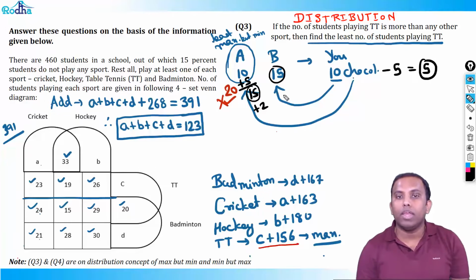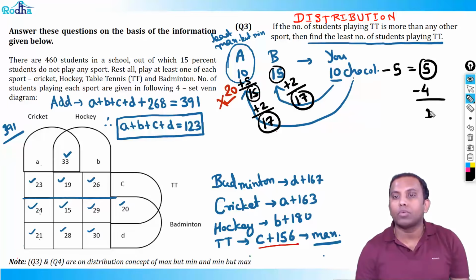So I'll give 2 to A, I'll give 2 to B. So they each have now 17 and 17. And I've given away 2 plus 2, 4. So 5 minus 4, I'm still left with 1, right?